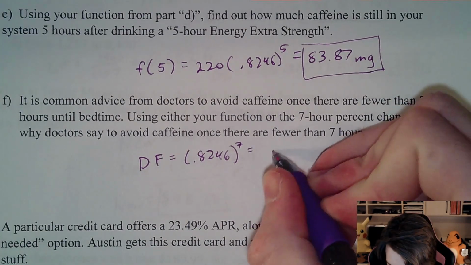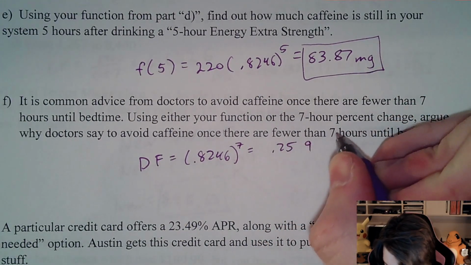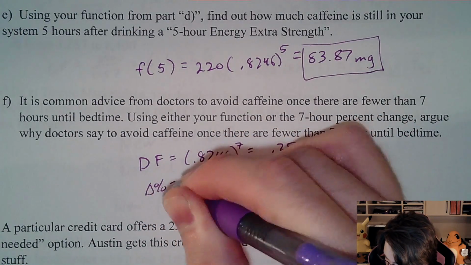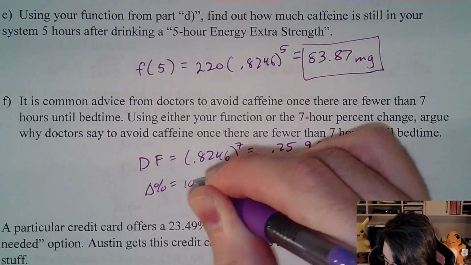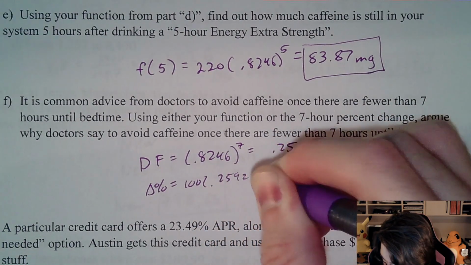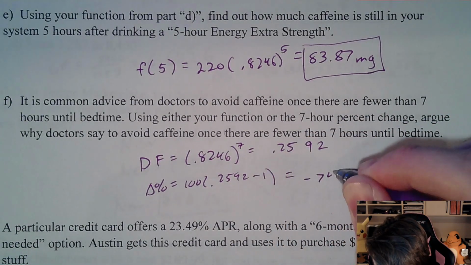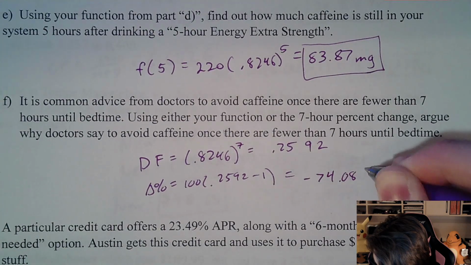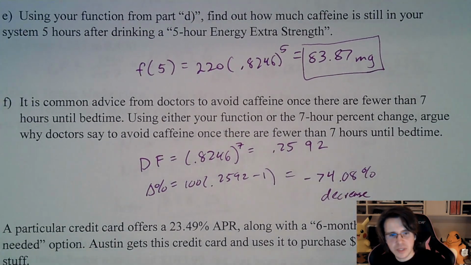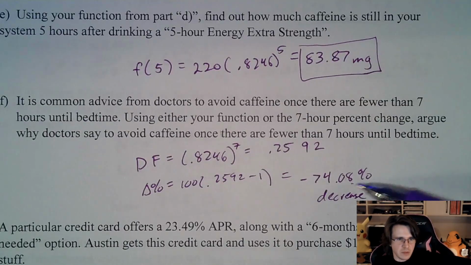And that's going to be 0.2592. And therefore, our percent change after those 7 times would be 100 multiplied by 0.2592 minus 1. And that's going to be negative 74.08%. And that's a decrease. So that means after 7 hours, you can expect 74% of the caffeine to be gone.